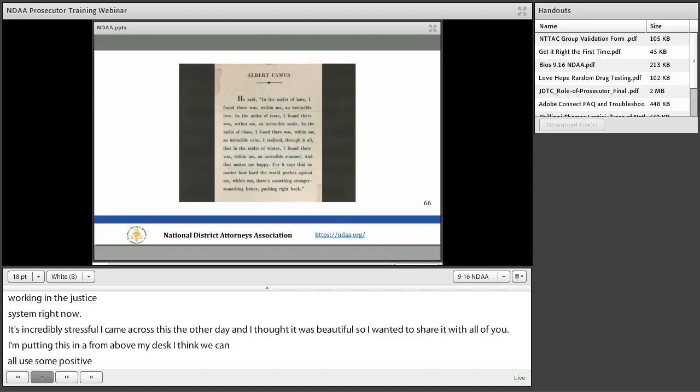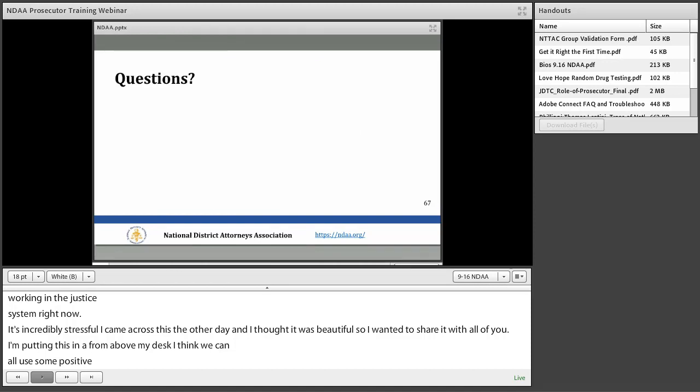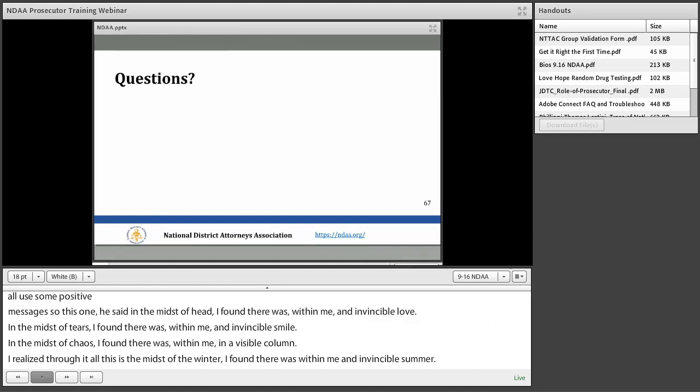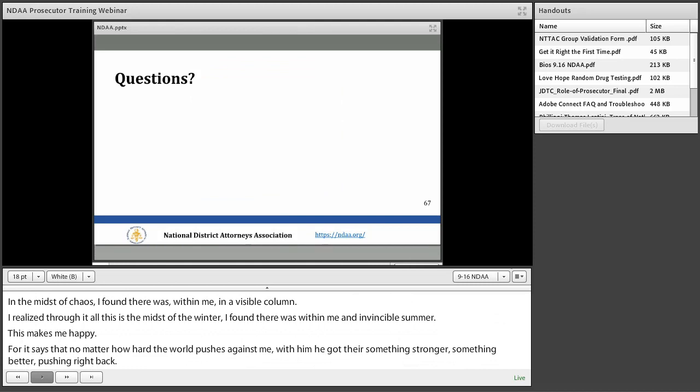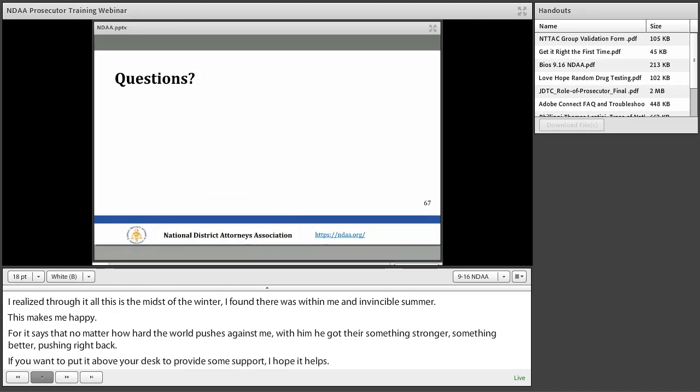For it says that no matter how hard the world pushes against me, within me, there's something stronger, something better, pushing right back. I just love that, and I hope if any of you related to it and want to put it above your desk to provide some support, I hope it helps. And so now I know that people have submitted questions, so we'll start with those, and then we'll open it up for more questions.